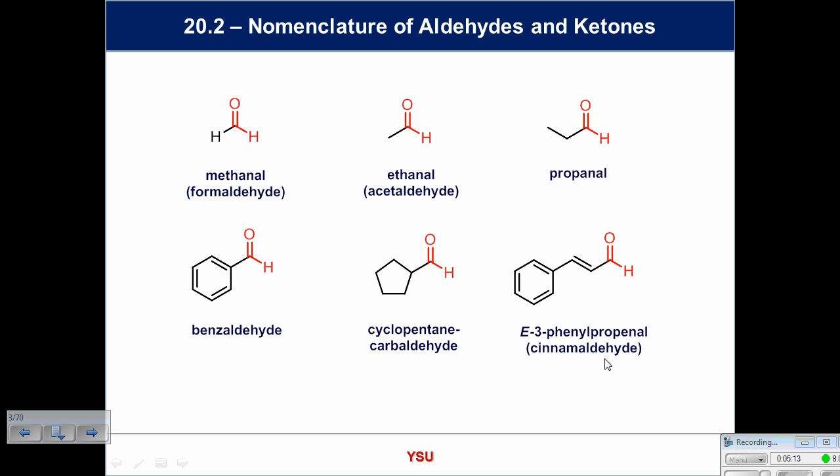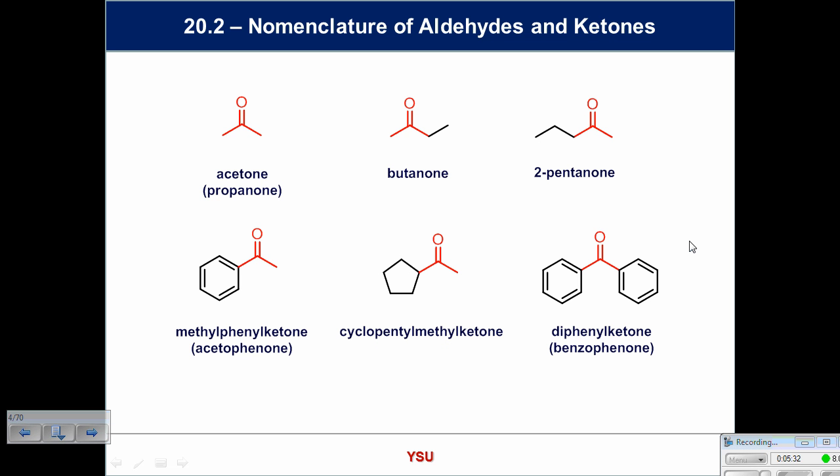At the end over here, again, just an example of how an organic chemist might call this thing. E-3-phenylpropenal should be something you can disassemble. The al is the aldehyde at the end. The propene is this part here with 3 carbons, and the phenyl group is over there. What does E mean? Trans, exactly. And that commonly is called cinnamaldehyde.